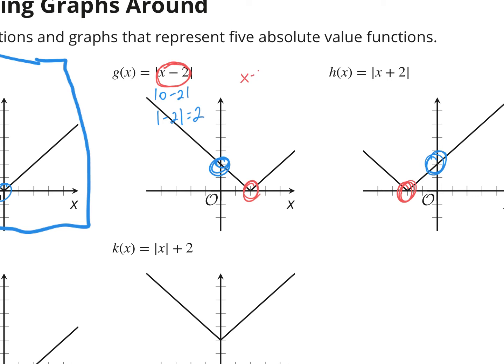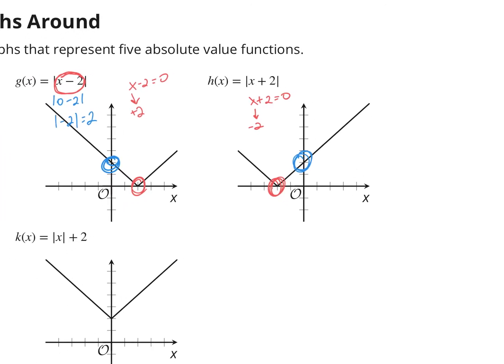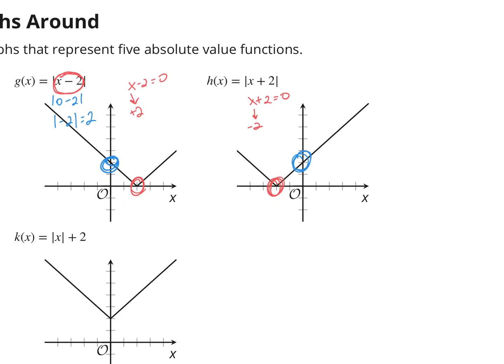Well, if we have x minus 2 equals 0, the only thing that can be is a positive 2. Over here, if we have x plus 2 equals 0, the only thing that can be is a negative 2. So what does that mean? It means when you have addition and subtraction happening inside the absolute value functions, you are going to end up with a shift to the left or right.